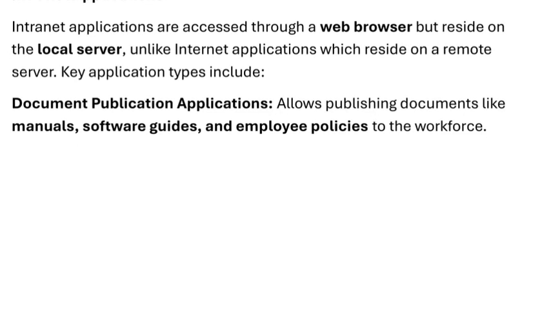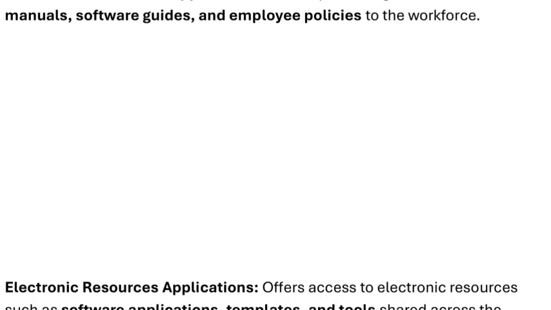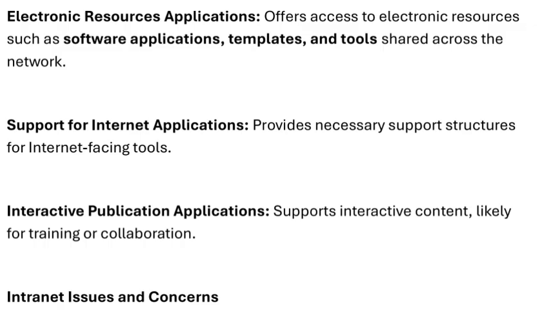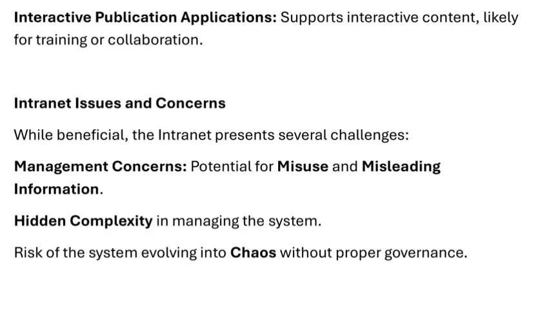Key application types include: document publication applications, allows publishing documents like manuals, software guides, and employee policies to the workforce. Electronic resources applications, offers access to electronic resources such as software applications, templates, and tools shared across the network. Support for Internet applications, provides necessary support structures for Internet-facing tools. Interactive publication applications, supports interactive content, likely for training or collaboration.